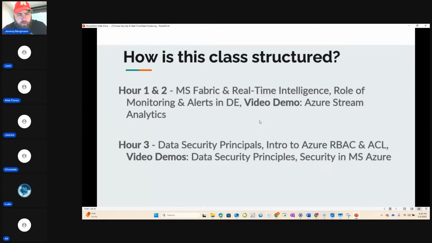In hour 2 to 3, we'll cover data security principles, especially related to the role of data engineer. We'll introduce everybody to role-based access control and access control lists. In Azure, they have 2 different functions. Knowing how to apply those in your role as a data engineer can be valuable. And then we'll do video demos of these security principles and how you apply them in Microsoft Azure. So those are the 2 topics we're going to focus on tonight out of the remaining topics that we didn't cover in depth in this class.